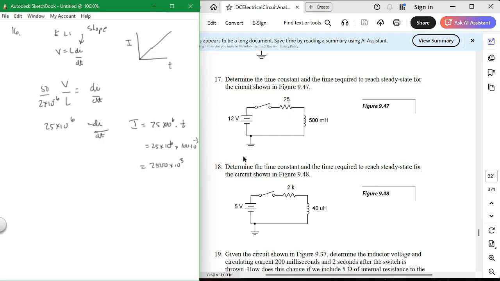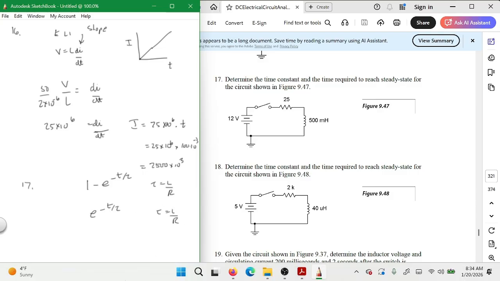All right, so now we get into the fun part of this whole thing, and that is that we get to look at a circuit that turns on or turns off with an inductor, and we see the decay or the rise, and it's either 1 minus e to the minus t over tau, where tau is equal to L over R, or it is e to the minus t over tau, where tau is equal to L over R.